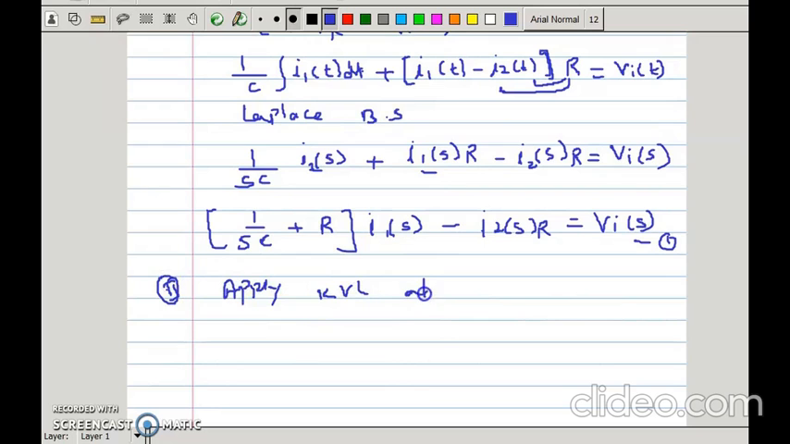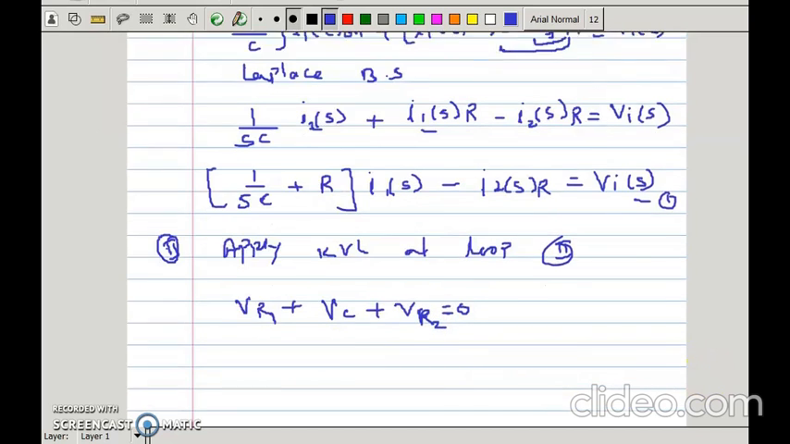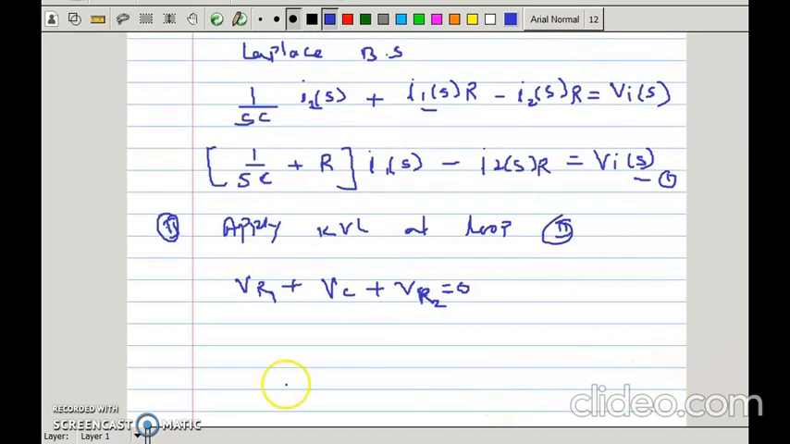Apply KVL at loop 2. In loop 2 there are 2 resistors and 1 capacitor. So the voltage across the resistor, plus the voltage across the capacitor, plus again the voltage across the resistor, equals 0. This is the resistor, so this is R1 and this is R2, right? Let's put the values.